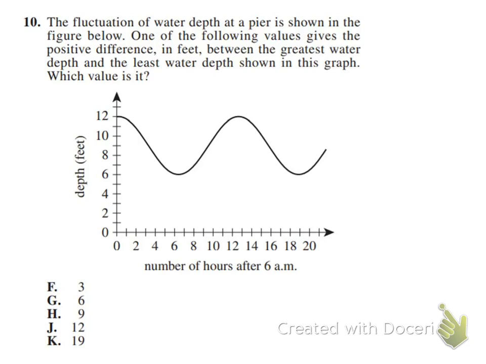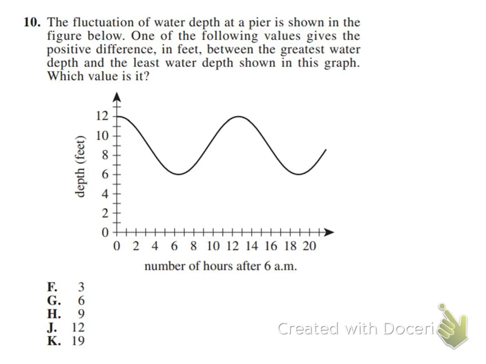Number 10 is where we are. So get to number 10 and we'll go. Again, this looked complicated, right? This problem is asking us to read this graph. Fluctuation of water depth at a pier is shown in the figure below. So the tide's coming in, the tide's going out, right? One of the following values gives the positive difference in feet. Okay, the difference.